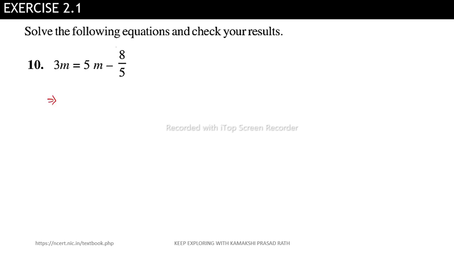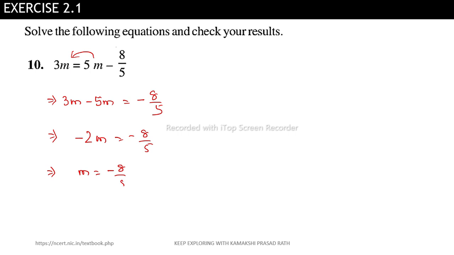Another question, a simple one: 3m is equal to 5m minus 8 by 5. So 5m is to be written as minus 5m on the left side, equal to minus 8 by 5. So 3m minus 5m, since 5m is shifted to the left, it has to be written as minus 5m. So 3m minus 5m, 3 minus 5 is minus 2, so minus 2m is equal to minus 8 by 5. Now m is to be written as minus 8 by 5. Now minus 2 is multiplied, so minus 2 has to be divided.